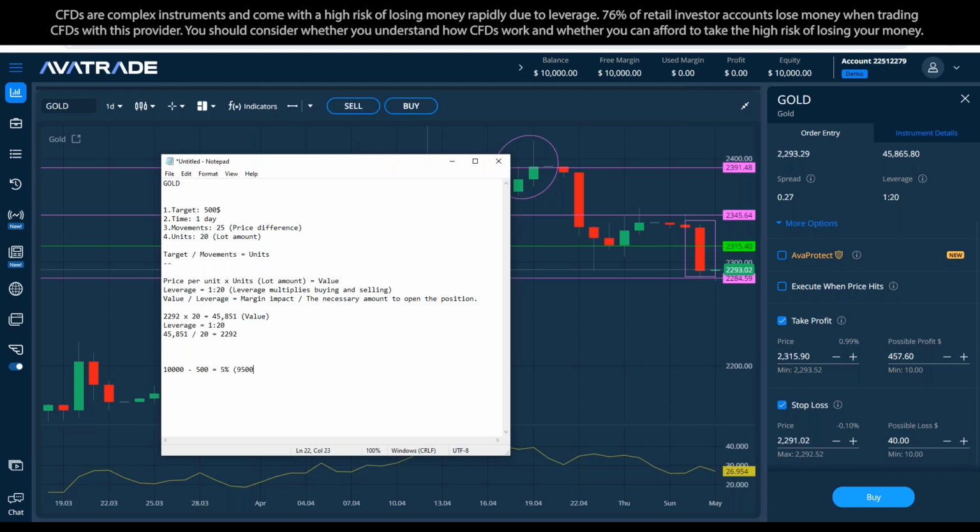That leaves me with 9,500. Now, is 5% an acceptable exposure? What do you think, guys? Is this an acceptable exposure?